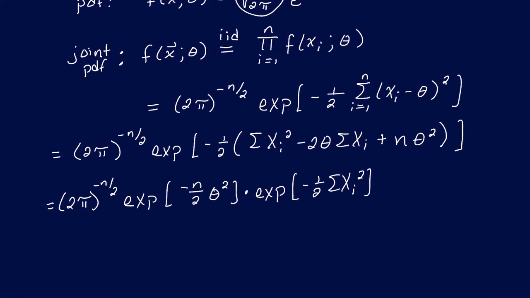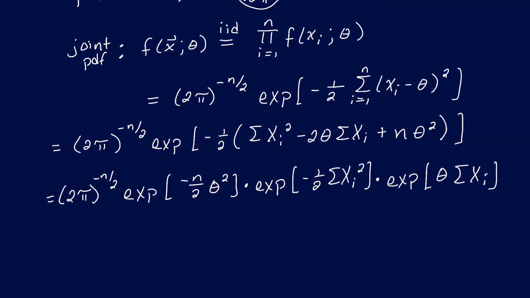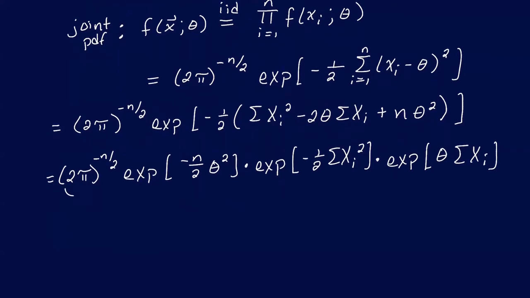And then finally, I'm going to get this times this, and that's where my x and theta stuff are kind of mixed together. So this is going to be e. Now the minus 1/2 and the minus 2 are going to cancel. I'm left with theta and the sum of the x's. And we have it in the one parameter exponential family form. In this case, this is my a of theta.